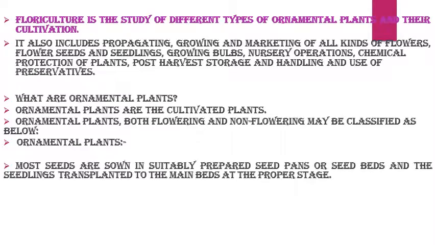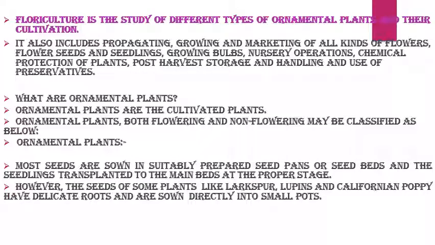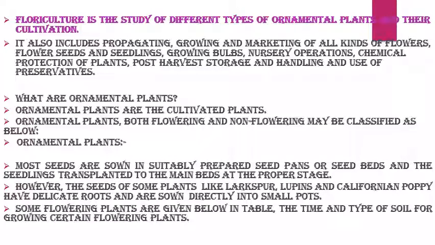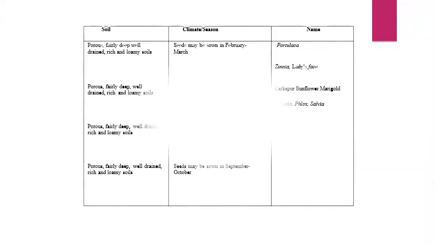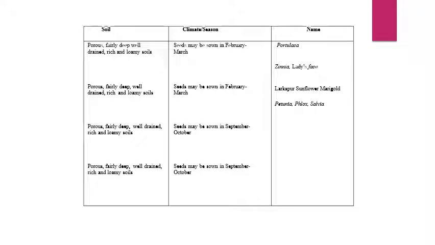Most seeds are sown in suitably prepared seed pans or seed beds and the seedlings transplanted to the main beds at the proper stage. However, the seeds of some plants like larkspur, lupins and Californian poppy have delicate roots and are sown directly into small pots. Some flowering plants are given below in a table, with the time and type of soil for growing certain flowers. So this is the table. You can compare them by yourself: soil, climate and season, and name of the plant.